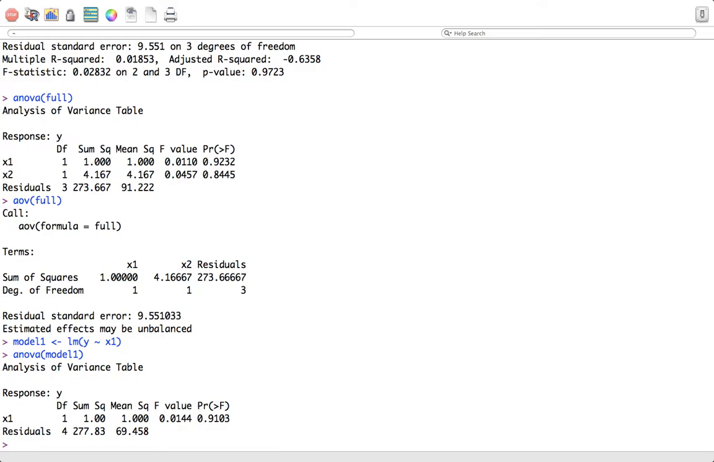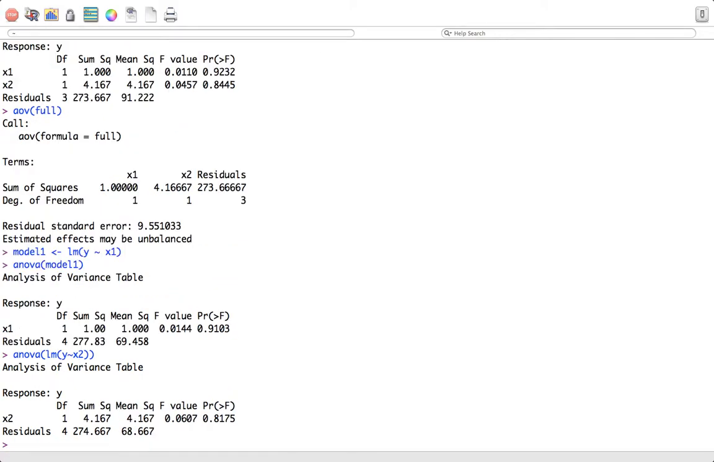So 277.83. That's easy to add, 278.83. And the mean square would be 69.46. Not really as worried about the mean square. And just to mix it up a little bit, I'm going to go ANOVA linear model y x2. And let's write this stuff down.